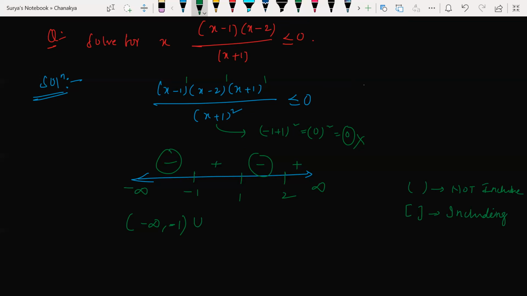Next, look at this here. Union 1, 2, 2. Next, tell me for 1 and 2, open bracket or close bracket? Tell me now. It will be close bracket, sir. Very good. It can't be open bracket. It is a closed bracket. Why? Look at this here. Substitute the values. x is equal to 1. If I substitute, beta, 1 minus 1 and 1 minus 2, 1 plus 1, divided by 1 plus 1 whole square, less than or equal to 0.